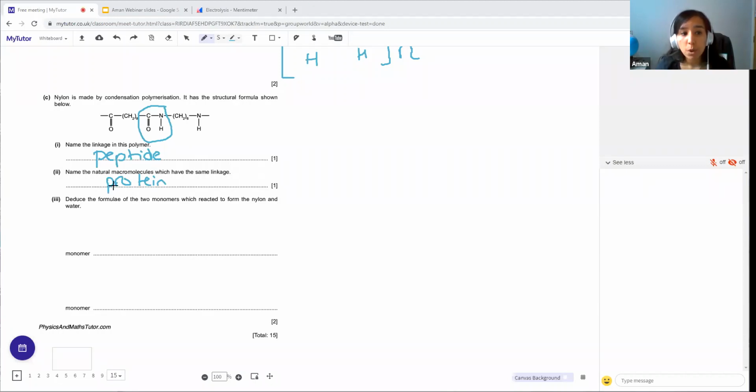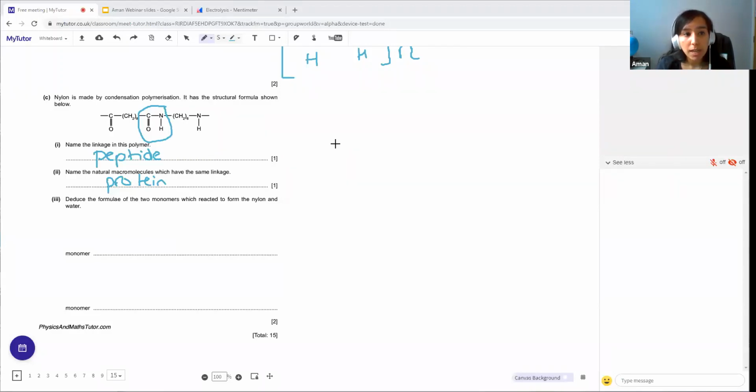So any idea then, what are the formulae for these two monomers? It's quite a tricky question, so don't worry if not, we'll go through it together. Okay, so no one's given me an answer to that. So let's go through it together then. First of all, let's start with the carboxylic acid. Hopefully you'll remember when we join a carboxylic acid and an amide together, we get this peptide bond. And we need to know the two monomers.